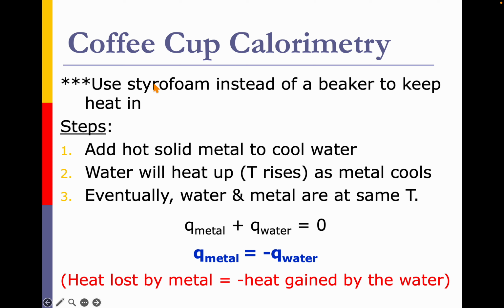Coffee cup calorimetry. We're going to use styrofoam instead of a beaker to keep heat in. What we're going to do is add hot solid metal to cool water. The water will heat up, so the temperature rises as the metal cools. Eventually, water and metal are at the same temperature. So we can see how the heat lost by the metal is going to be negative heat gained by the water.